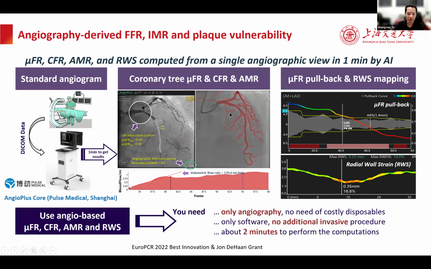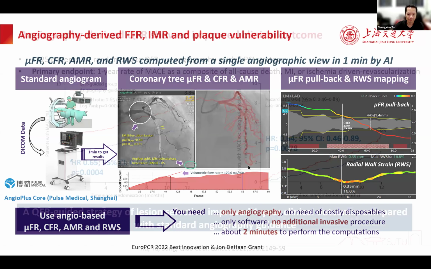And using both resting and hyperemic projections, we can calculate CFR. And we also have this radial wall strain to calculate plaque vulnerability from the angiogram. And this can be analyzed very fast from a single angiographic run. So this was the best innovation in 2022 during EuroPCR.